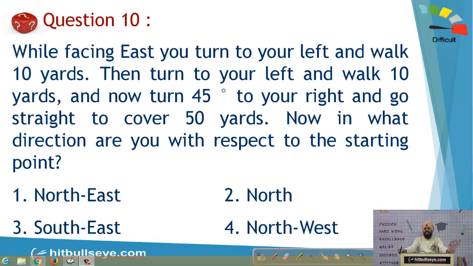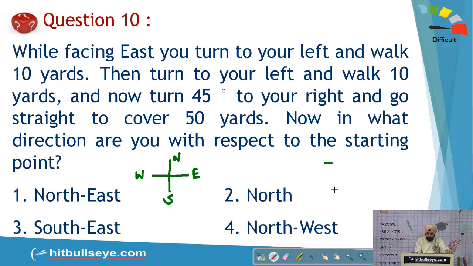Moving on, students. In this question, we just have to have the basic knowledge of directions, which we make like this. It is north, south, east and west. Now while facing east, it says you are facing this way. Say you are here facing this way. You turn to your left. So that means you turn to your left. Left will become this side and you walk 10. Now here you turn to your left again and walk 10.